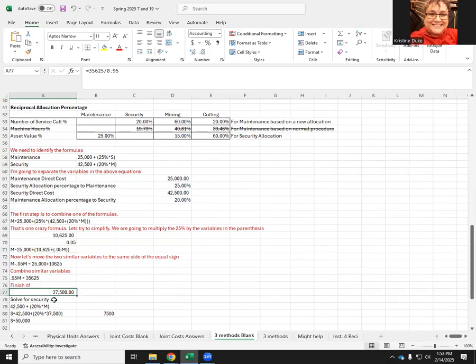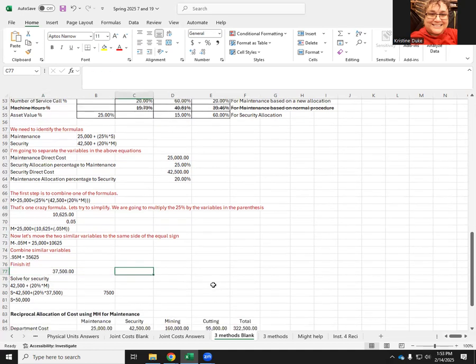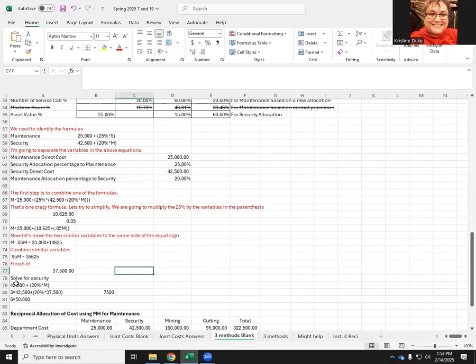So anyhow, I take 35,625 divided by 0.95. I get that amount. And then I solve for my security. 42,500 plus 20% of M equals 42,500 plus 20% times 37,500, which is 7,500. 7,500 plus 42,500 is 50,000.